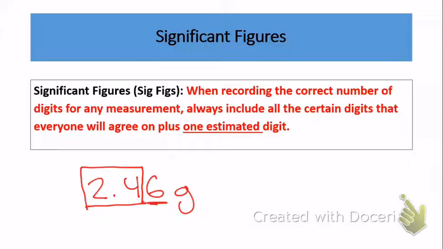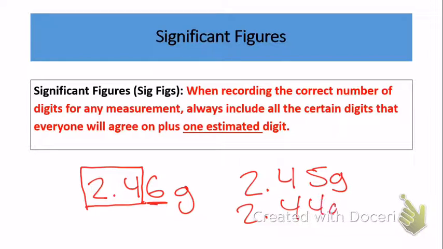In fact, someone else might find that it is 2.45 grams or 2.44 grams. And that is okay, because as long as we agree that the 2 and the 4 are correct digits and that the last digit can vary or be estimated because it is uncertain. And why is it uncertain? Again, because there is no such thing as a perfect measurement instrument. They all have limitations to how good they can make a measurement.